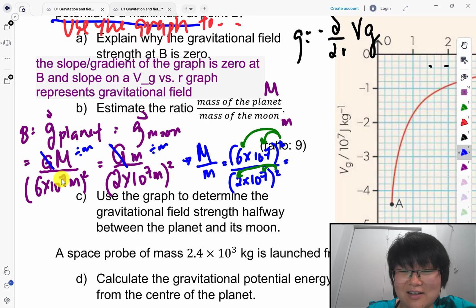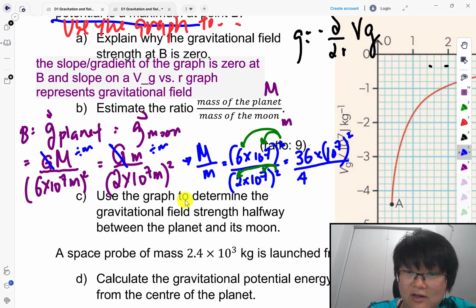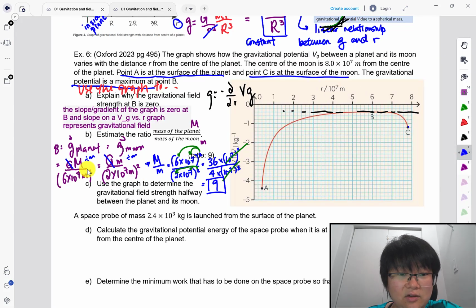6 squared gives you 36. And then you have 10 to the power 7, all of this squared. I'm too lazy to do that because I know it's going to cancel out with whatever is on the bottom. 2 to the power of 2 we know is 4 times 10 to the power 7, all of this is squared, and this lovely thing cancels out. We are left with now 36 over 4. That gives us 9.